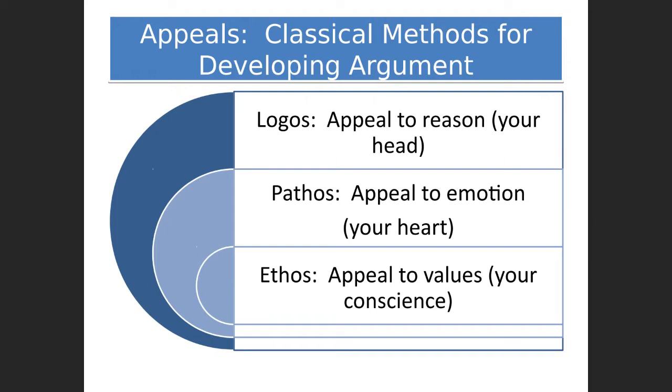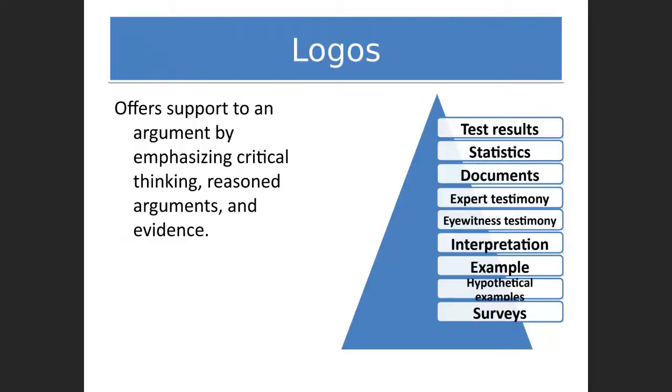All right, and that's the reason argument is mainly based on logos. Logos is appeal to reason, your head, if you will. Pathos is another type of appeal, and again, all of these are the classical methods, classical meaning going back to the ancient Greeks, the classical methods for developing argument. Pathos means to appeal to your emotions or your heart. Ethos means to appeal to your value systems. This is the one that you want to emphasize right here, because this is what it's all about. Okay, and the slides after this explain why, really.